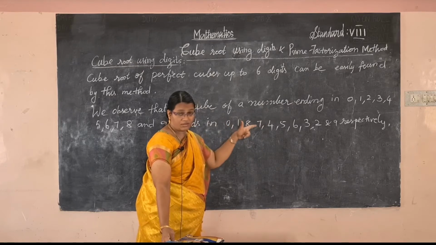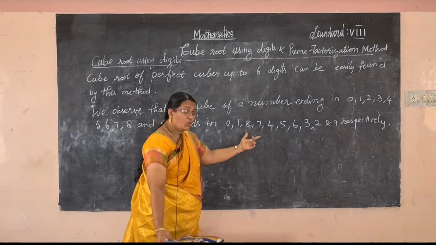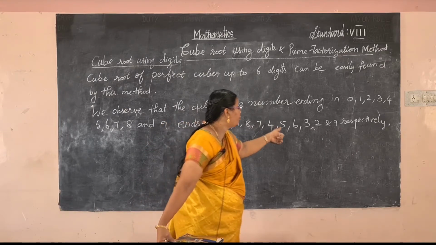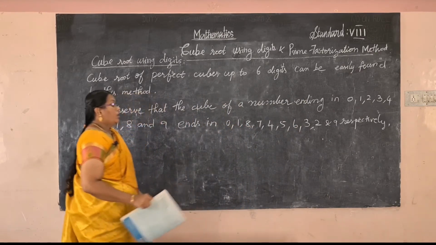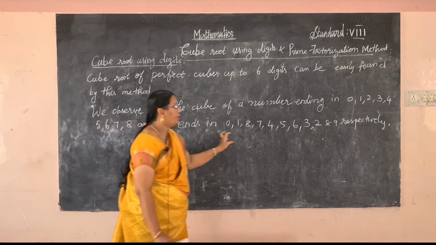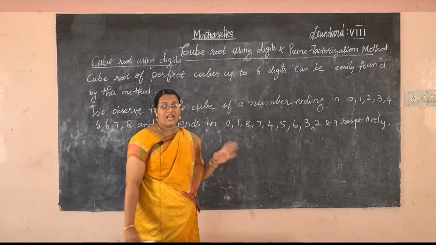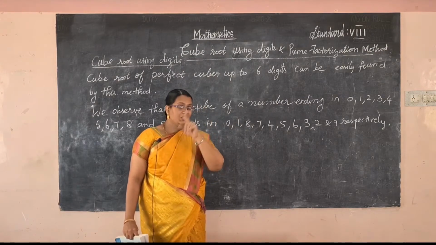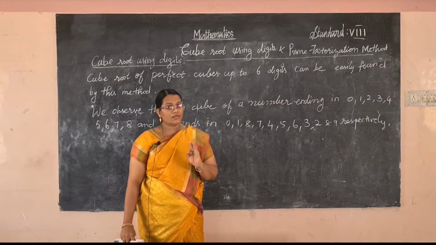These are the natural numbers. First write the numbers, then their cubes, and we get the ones place of the cube values as 0, 1, 8, 7, 4, 5, 6, 3, 2 and 9. So the ones place is easy to find from these cube values. The remaining, as usual: in square root we strike out 2 digits from the right side. Here for cube, strike out 3 digits from the right side.